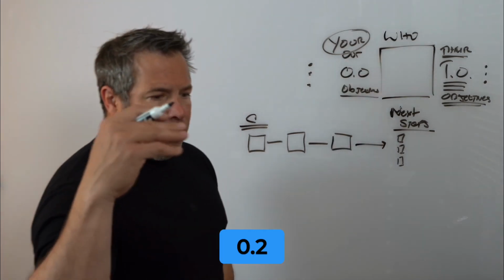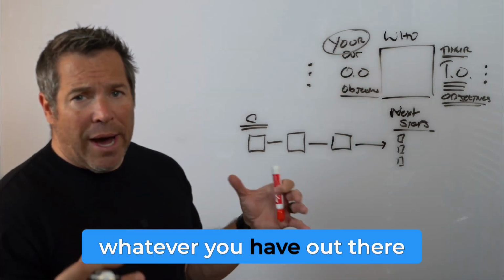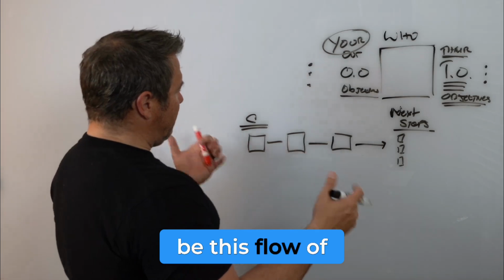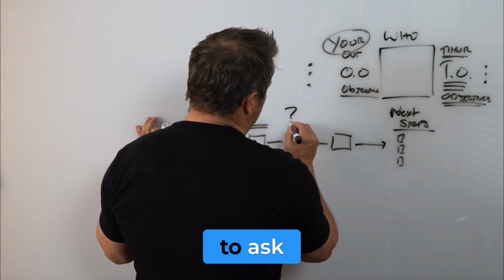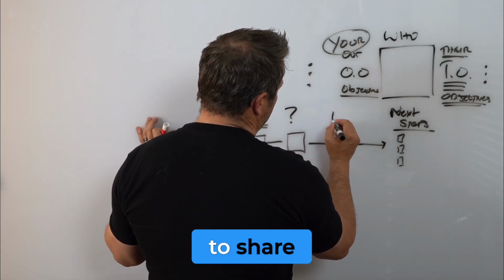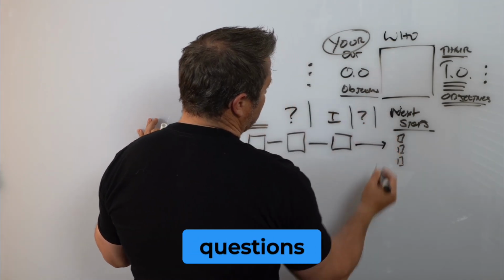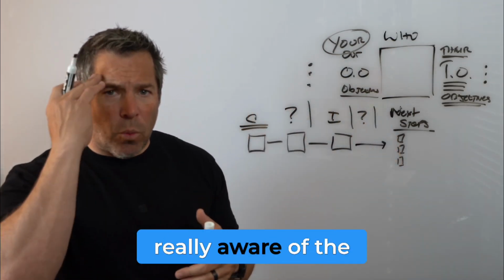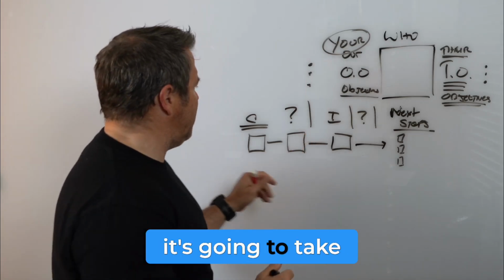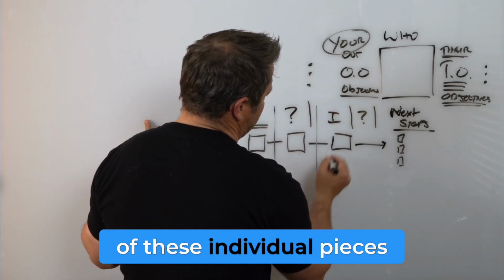It could be point 1, point 2, point 3, whatever you have out there. But there's going to be this flow of questions that you're going to ask, information that you're going to share, maybe some follow-up questions that you're going to ask. So questions, information, questions. What I'm trying to do here is be really aware of the amount of time that it's going to take to move through each of these individual pieces.